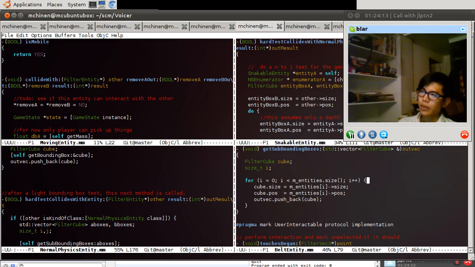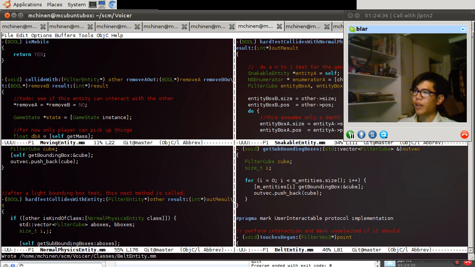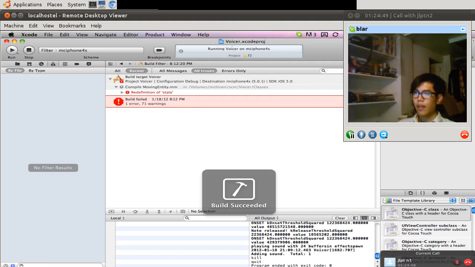Let's try do it the standard way and do cube. No. M entities. Hardest thing to type in the world. I get bounding box and cube. So we do it this way instead. Let's try that. I mean, this should do the exact same thing, but who am I to say? I being wrong often enough.